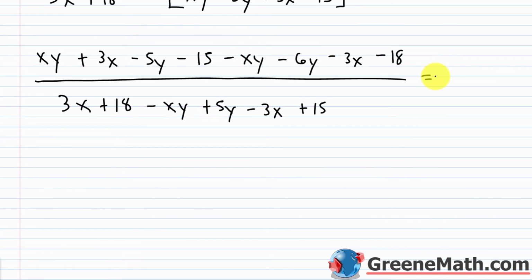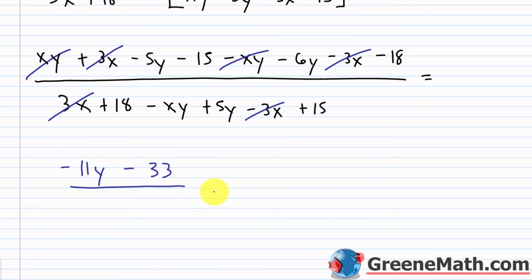Okay. So we have xy minus xy. Those would cancel. Just get rid of that. You have 3x and you have negative 3x. Those cancel. Get rid of that. You have minus 5y and minus 6y. Those would give you minus 11y. I have negative 15 and minus 18. So that's going to give us negative 33. So then this is over. Down here, what can we cancel? Again, we have 3x and negative 3x. That cancels. So we'd have negative xy plus 5y. And then 18 and 15 would be 33.